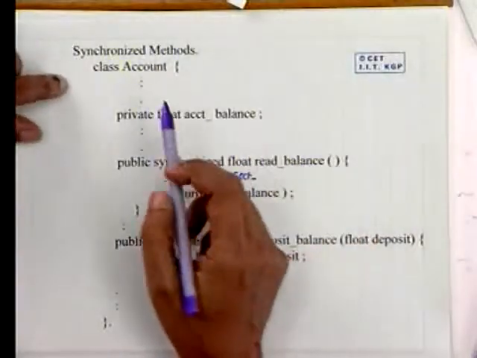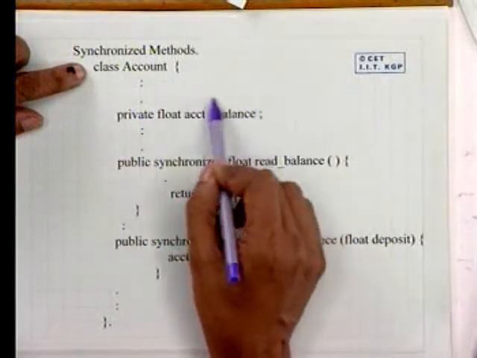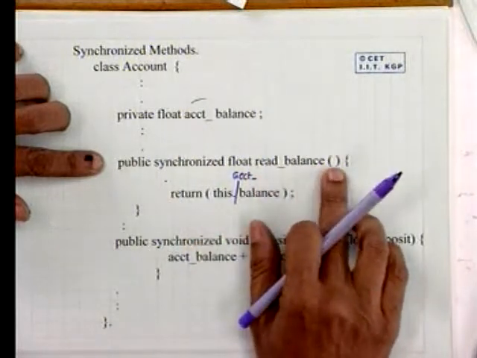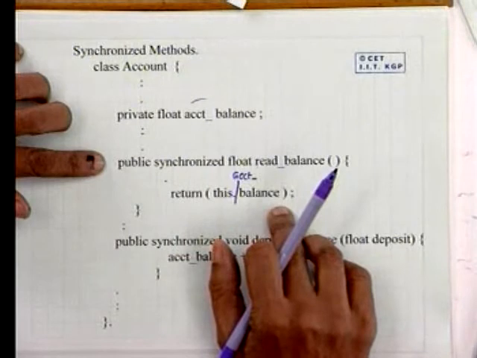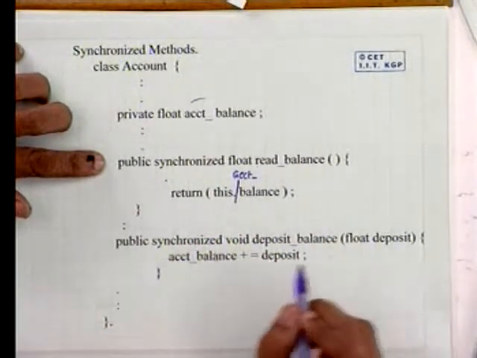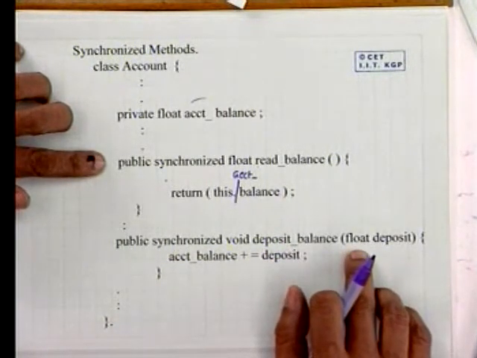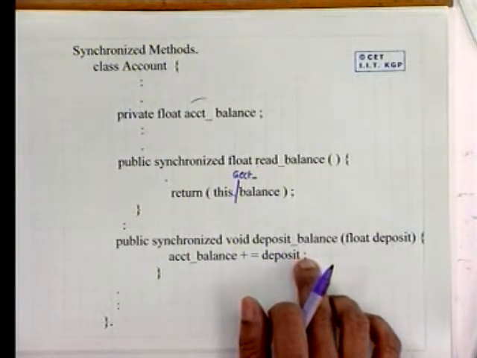A typical way of declaring a synchronized method will be something like this. Let us say we define a class Account, in which there is the account balance we had been talking about, and a method called float readBalance, which is the display I was mentioning before, that returns this balance. And then public synchronized, where synchronized is the keyword, deposit balance, float deposit, and you just increment the value by the amount.